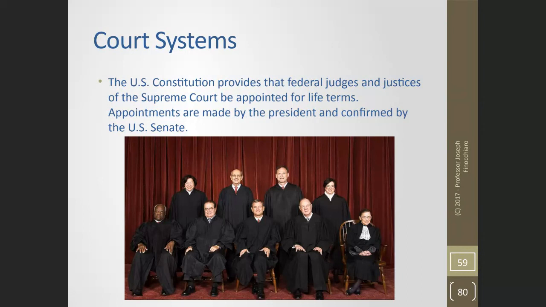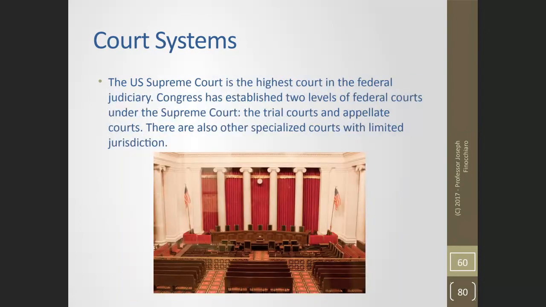The U.S. Constitution provides that federal judges and justices of the Supreme Court be appointed for life terms. Appointments are made by the President and confirmed by the U.S. Senate. The U.S. Supreme Court is the highest court in the federal judiciary. Congress has established two levels of federal courts under the Supreme Court: the trial courts and appellate courts. There are also specialized courts with limited jurisdiction.